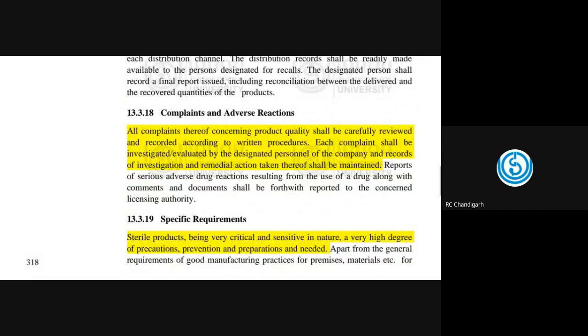Complaints and adverse reactions. All complaints concerning product quality shall be carefully reviewed and recorded according to written procedures. Each complaint shall be investigated and evaluated by the designated personnel of the company, and records of investigation and remedial action taken thereof shall be maintained.